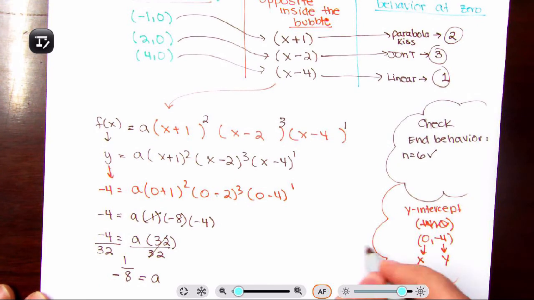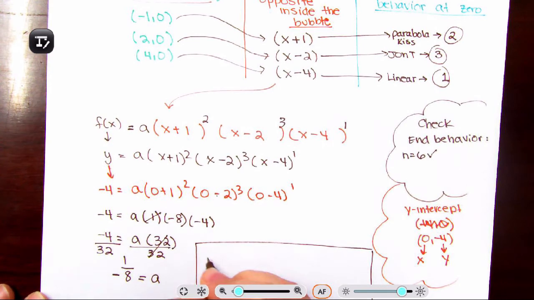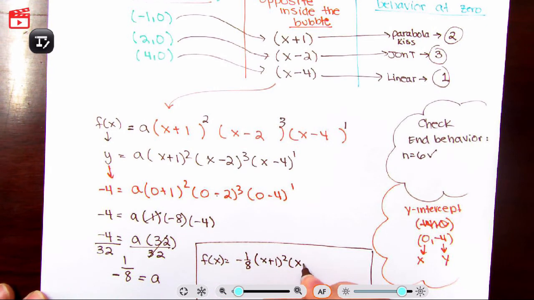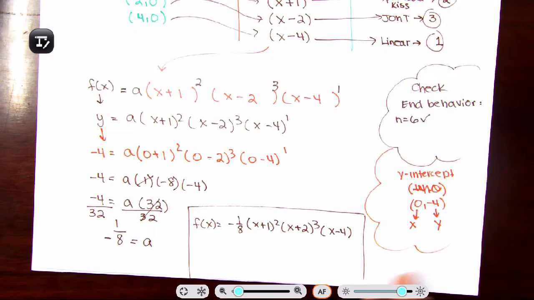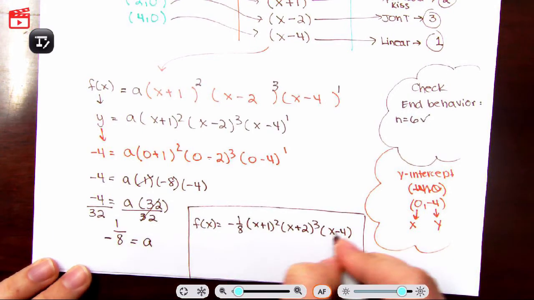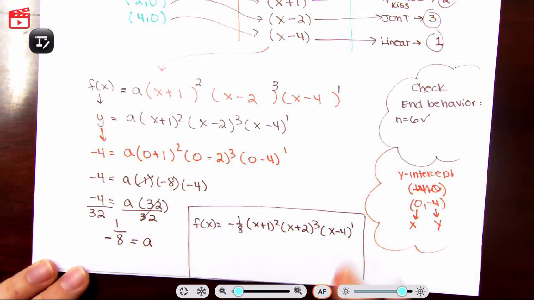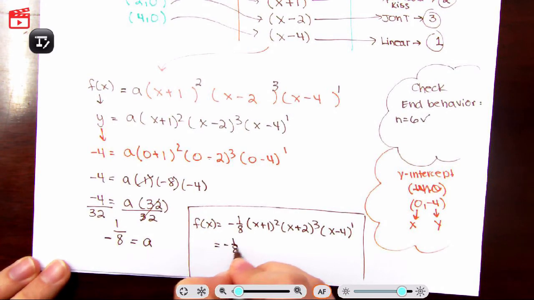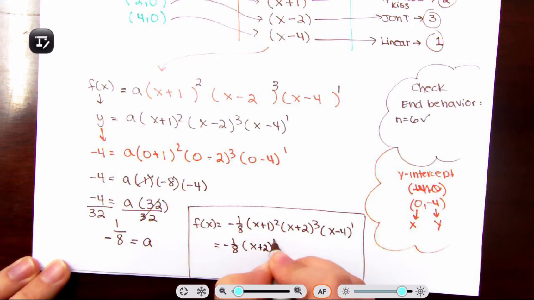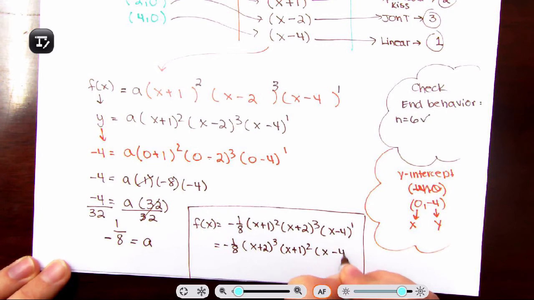So what is my final answer for this graph? My final answer is f of x is equal to negative 1/8 times x plus 1 squared times x plus 2 cubed times x minus 4. Now, if you give me this answer, fine. However, it is incorrect format. So what you need to do is order the exponents from least to greatest or greatest to least. So in this case, you can do negative 1/8 x plus 2 cubed, x plus 1 squared, and then we have x minus 4 to the first power.